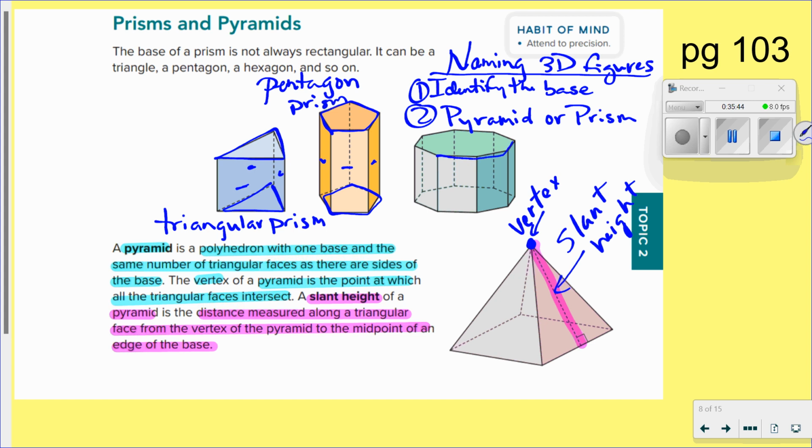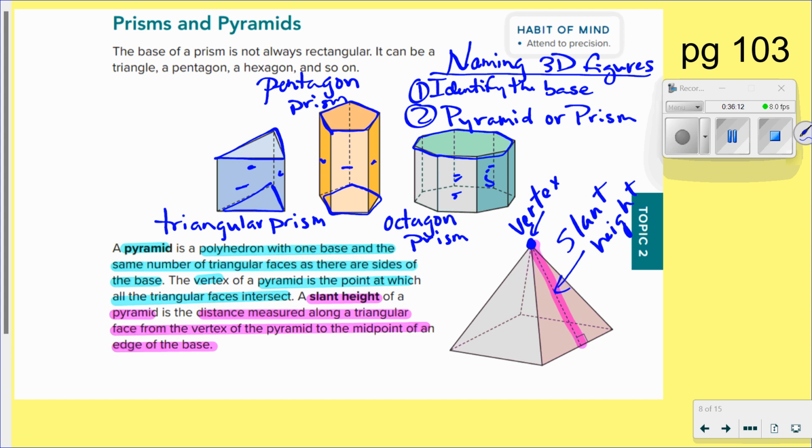How about this one? How many sides do I have? 8. So that makes it an octagon prism because my sides are all rectangles. So the pyramid or prism comes from the side shape. Is it a triangle or a rectangle? The first part of the name, though, comes from your base shapes. You have to identify your base.